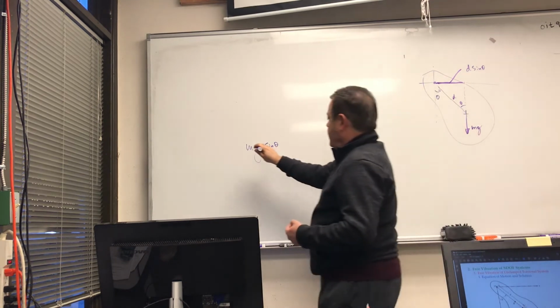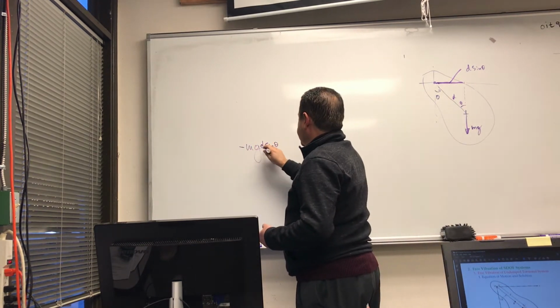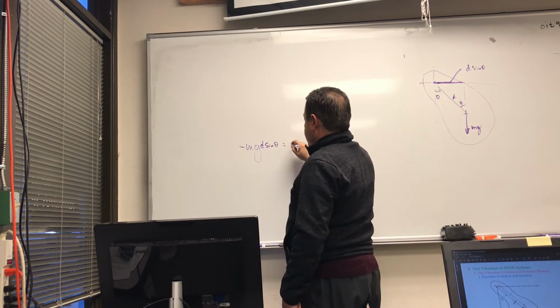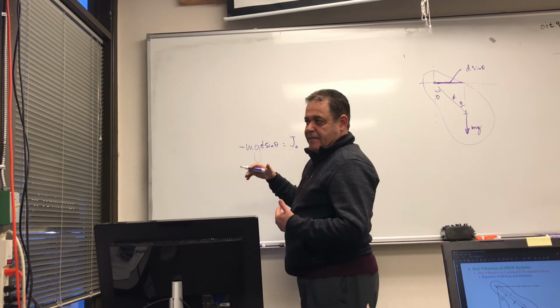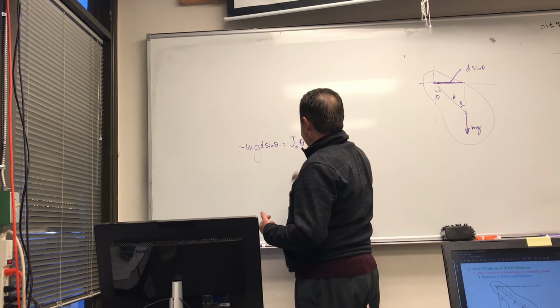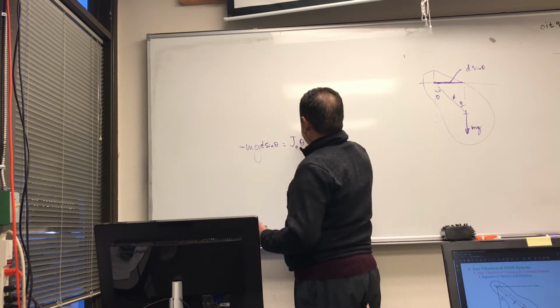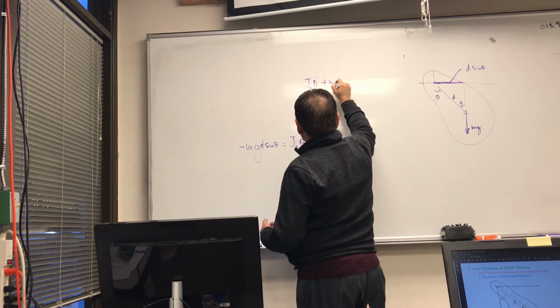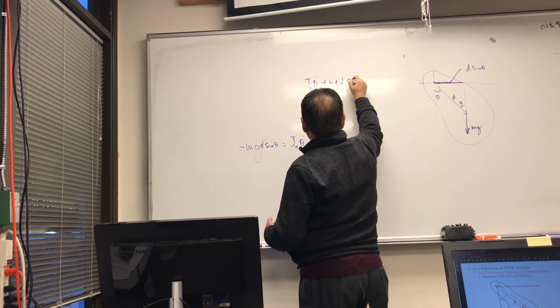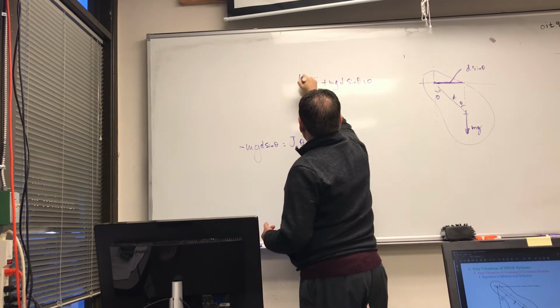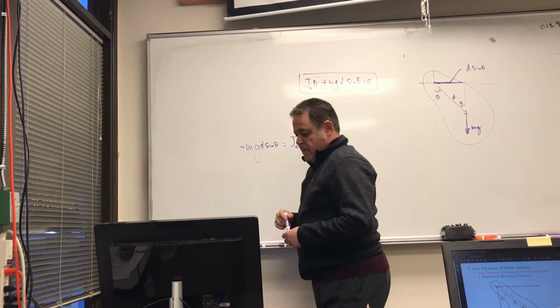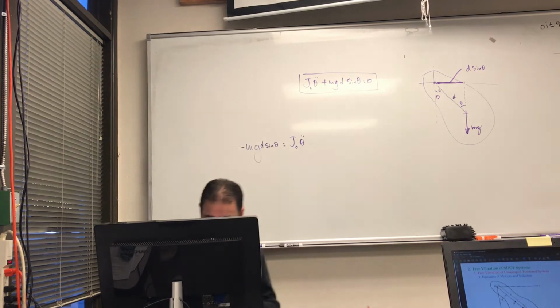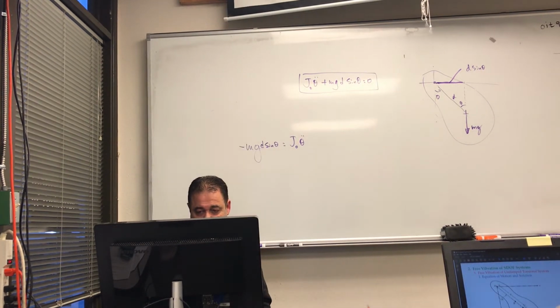So mg D sine theta is equal to J naught times alpha, where alpha is theta dot dot. Now we put everything on one side, and you get J naught theta dot dot plus mg times d times sine theta equal to 0. Now, what kind of equation is this? It's an equation of motion, that's true.